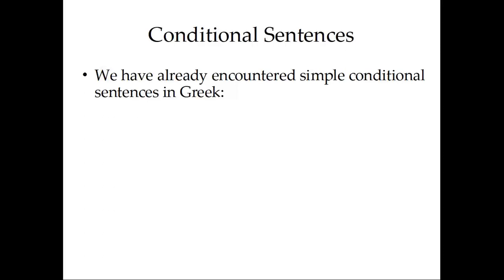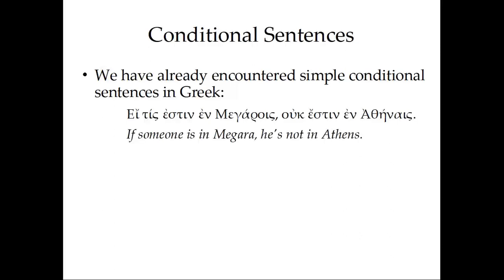Let's turn to something a little bit different, conditional sentences. We have already encountered simple conditional sentences in Greek. For instance, Etis estin en megarois uk estin en Athenais. This is that sort of logical joke or absurdity. If someone is in Megara, he's not in Athens, obviously.